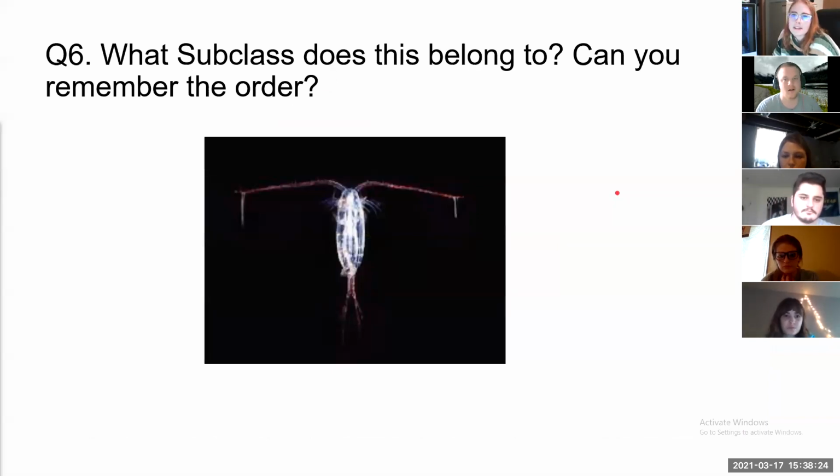Okay, so what subclass does this belong to? And then if you guys can remember it, can you just unmic yourself and tell me the order? You go back in your slides. I only give you 1 subclass for this, but I gave you 2 orders. It's the fun one that I said I can see their antenna for miles. That's a good hint. Is it the Calanoida?